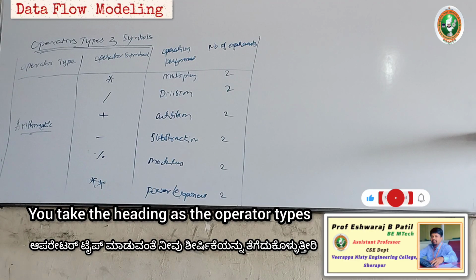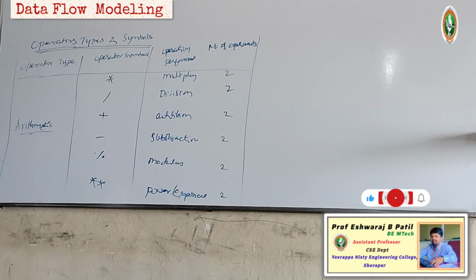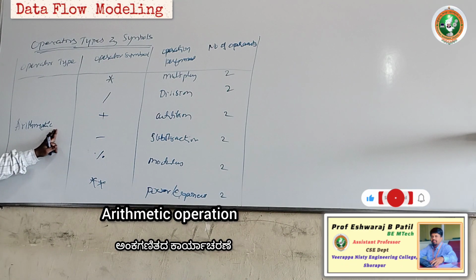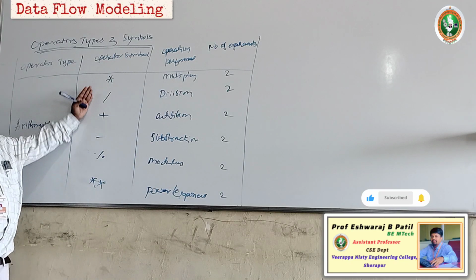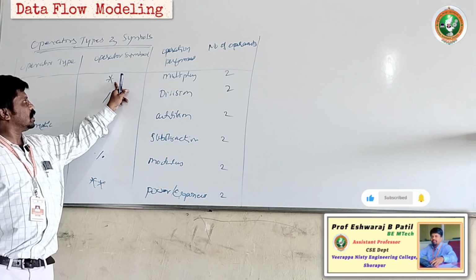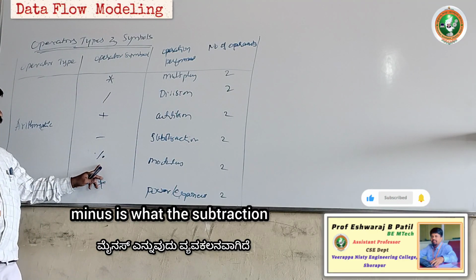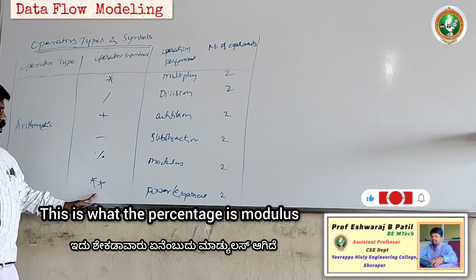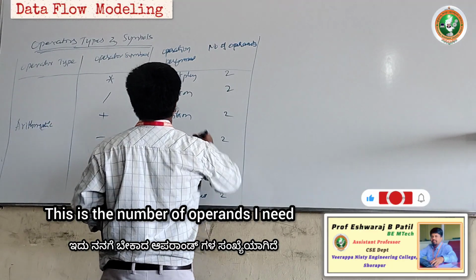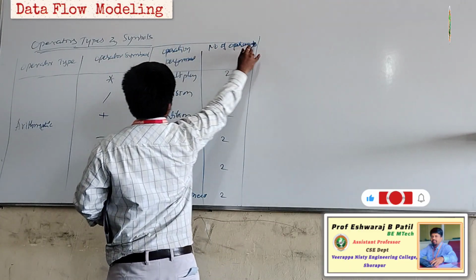Take the heading as operator types, then operator types and symbols. What type of operator? Arithmetic operation. How many symbols are there? These many symbols are related to arithmetic operation. This is multiply, this is division, plus is addition, minus is subtraction, percentage is modulus, and this double star is the power expansion. This is the number of operands I need: two operands for each and every one.